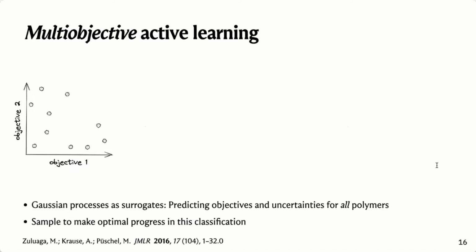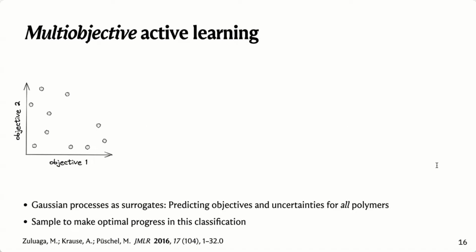So what you can do if you have those things is go back to your objective space. You have objective 1 and 2, which might be activity and selectivity. You get your predictions from your model, which are now just the means, so just the points. And in the beginning, they would be quite crappy.